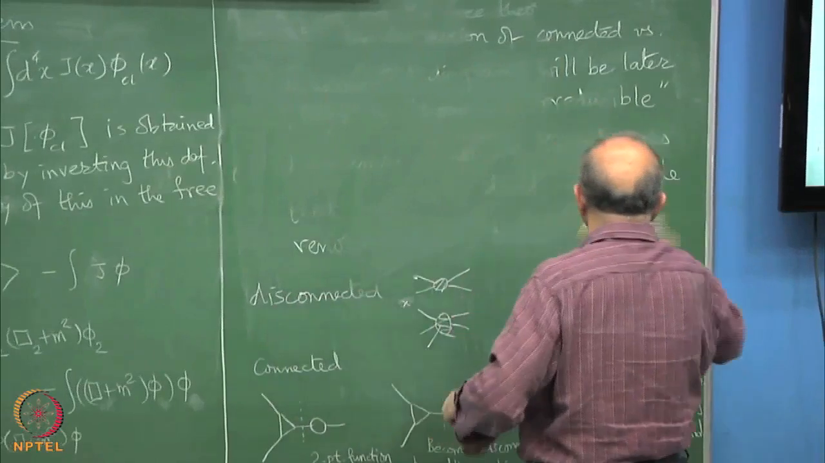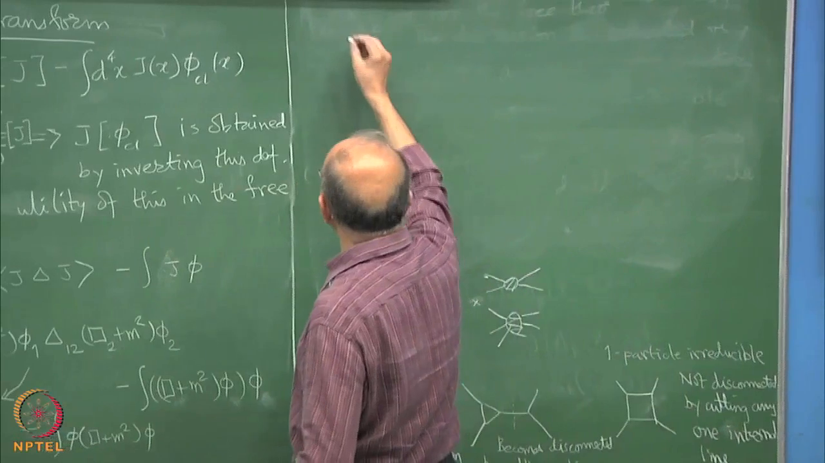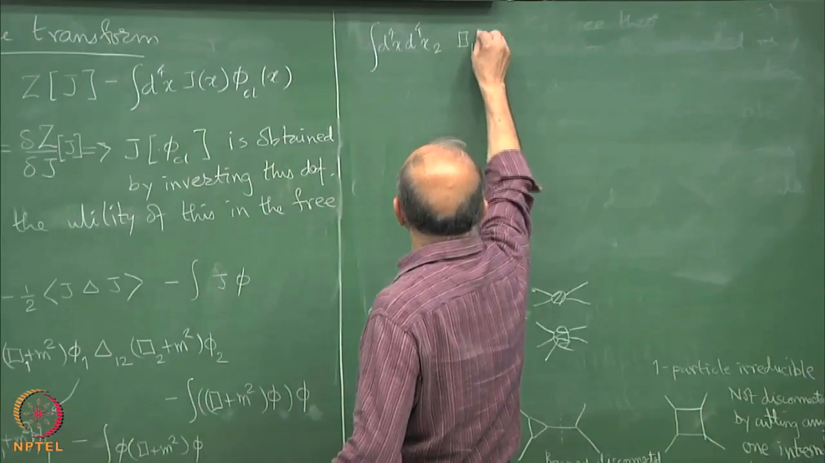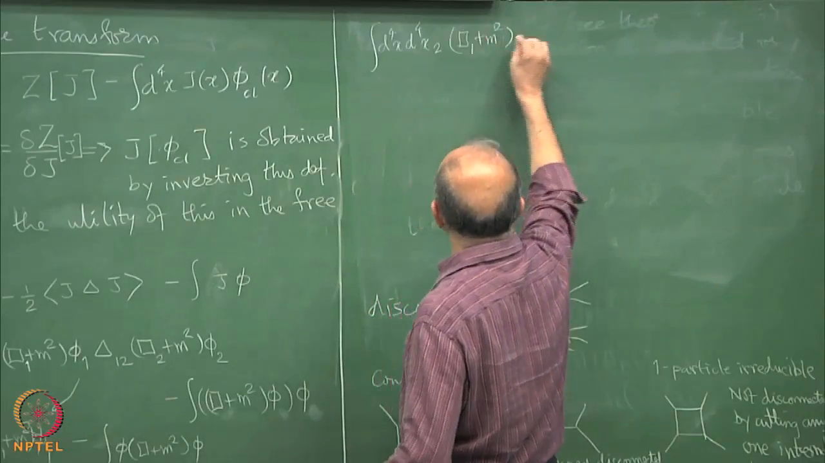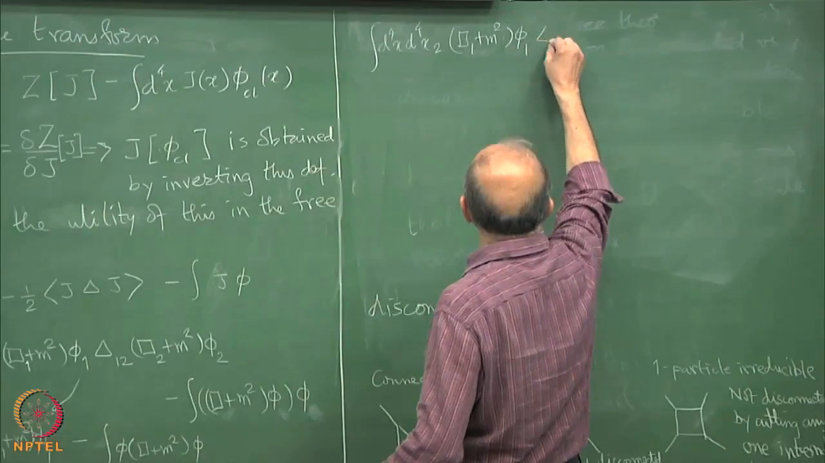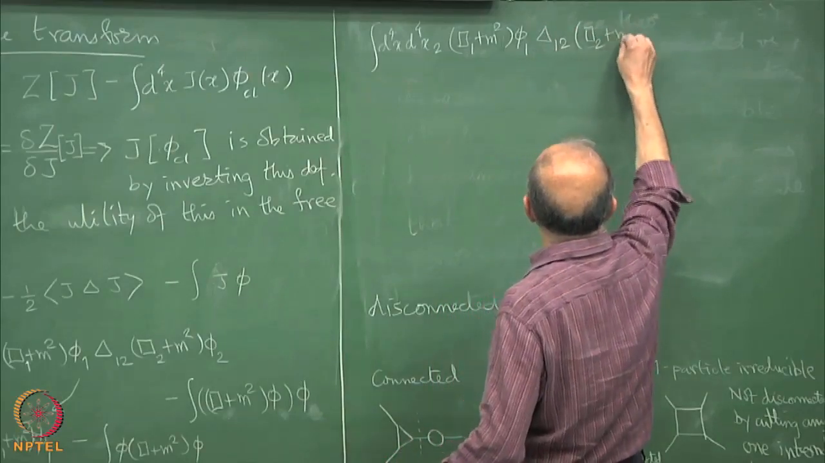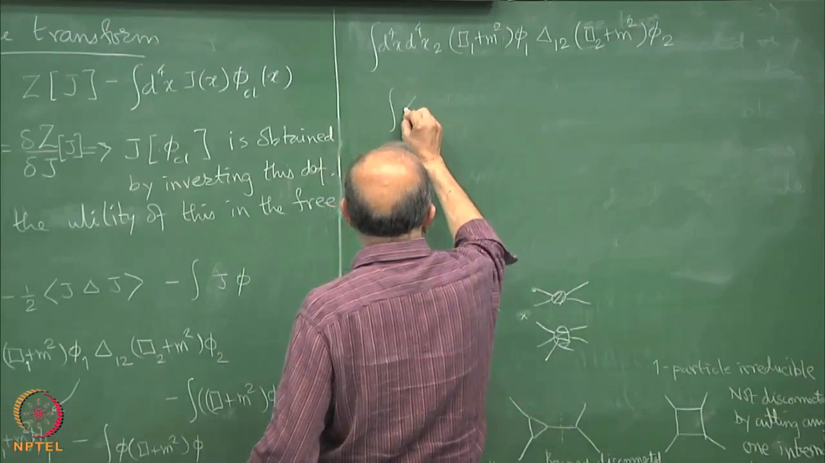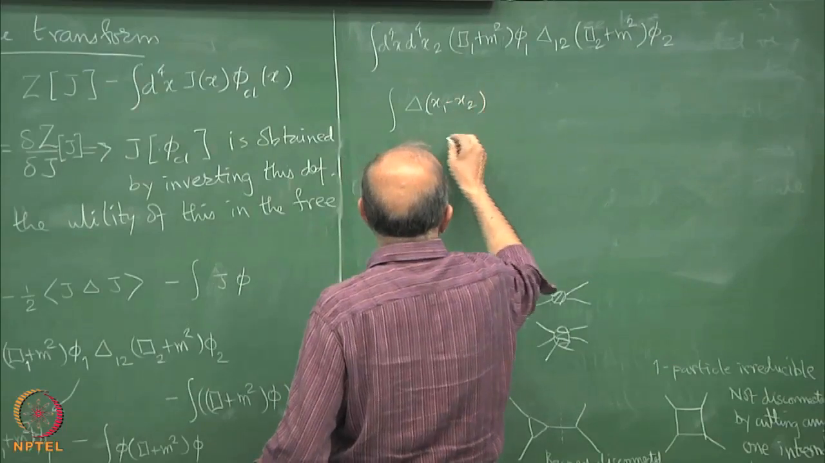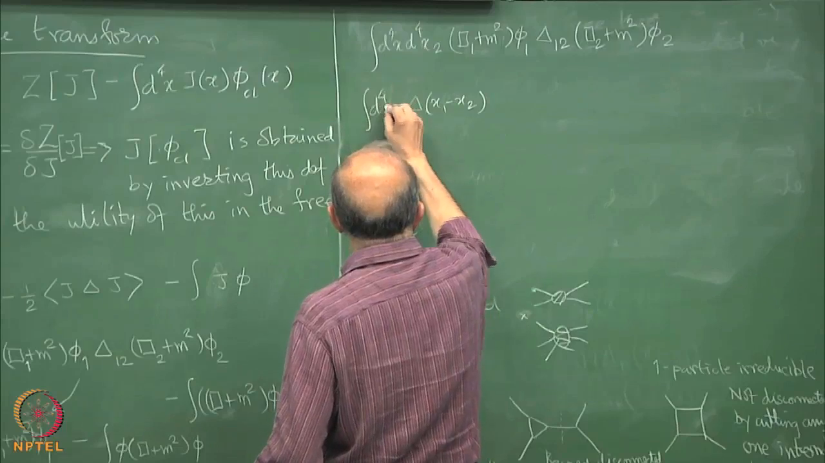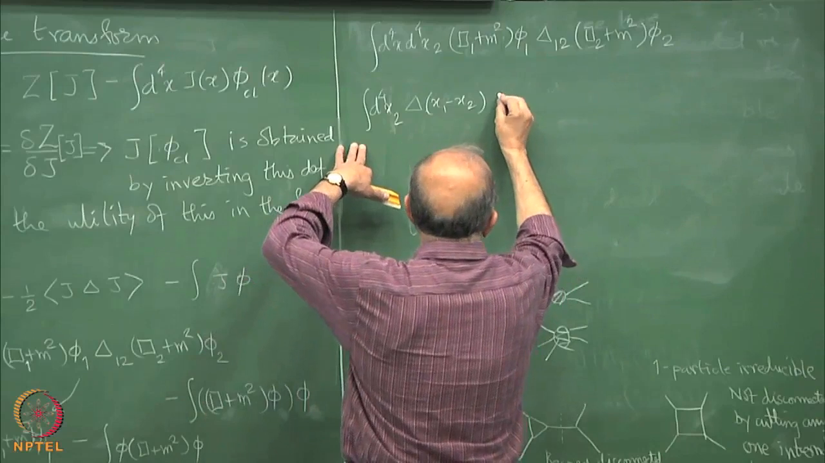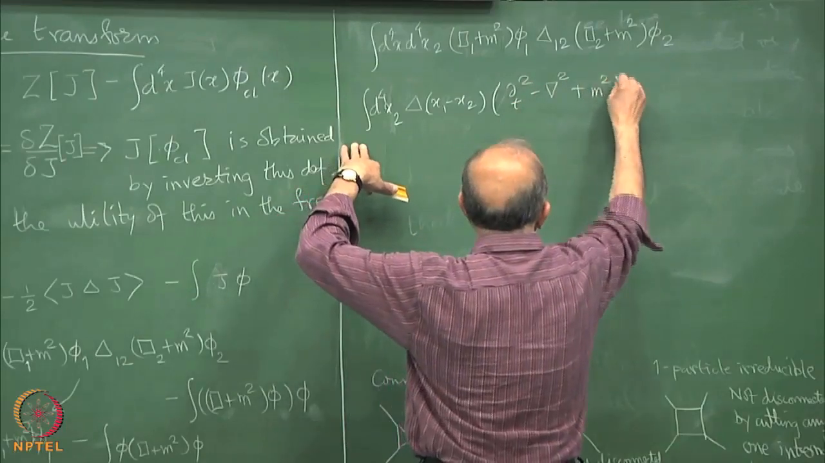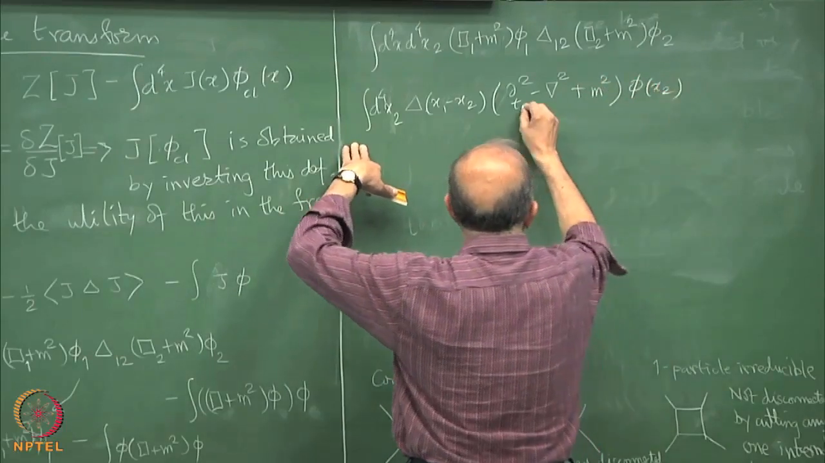I think all of you got the idea, but let us write it out. So what we are claiming is that if I have integral d4x1 d4x2 box 1 plus m squared phi 1 times this delta 1 2 and then box 2 plus m square phi 2. What I claim is that integral, and let me put in the d 4 x 2 here. So, d 4 x 2 delta x 1 minus x 2 times this box operator, which is dt square minus grad square plus m square acting on this phi of x 2, these are both 2.